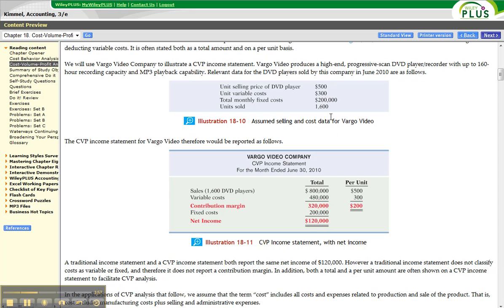So we can look at that and know we've got a contribution margin per unit of $200. Contribution margin is simply sales minus variable costs. And looking at this as a percentage, you can also say contribution margin is 40% of sales. 320 divided by 800. While we're here, you can say also that variable cost is 60% of sales.